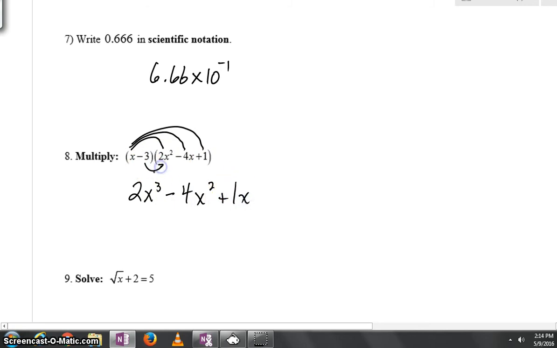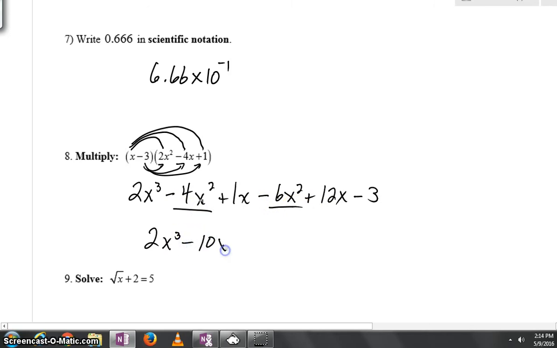But then we need to distribute negative 3 also. Negative 3 times 2x is negative 6x squared. Negative 3 times negative 4x is a plus 12x, and negative 3 times 1, you'll get negative 3. So hopefully you can see our like terms. Negative 4x squared minus 6x squared is a minus 10x squared. A 1x and a 12x add to 13x, and then we subtract a 3.